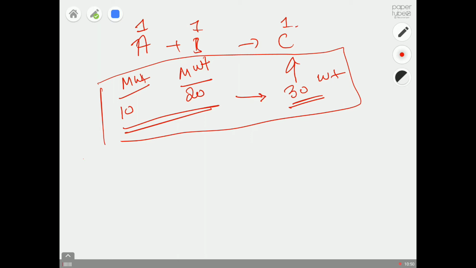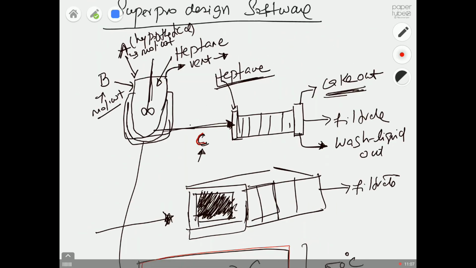I tried to explain it in less than a minute. I don't want to go into the details, but that's the whole idea. So we are going to perform a stoichiometric reaction inside the batch reactor, and then compound C we need to filter from the rest of the solution. And then we are going to put a few more conditions.